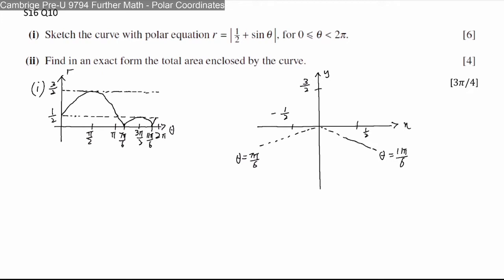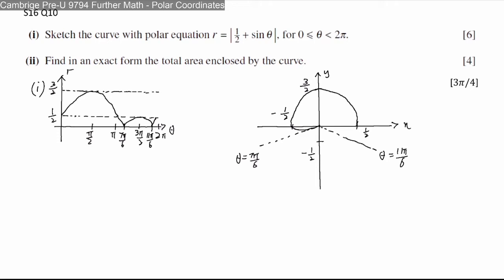Okay, so when it goes to 7 pi over 6, the r actually becomes 0. So we need to go back to this point, 0. And when it comes to 3 pi over 2, okay, the r is a half again, and then just follow this curve behavior, and we can actually sketch out what happened to the curve. So from a half at 3 pi over 2 to 1 over 2 again, and when it goes to the 7 pi over 6, it actually goes to 0.